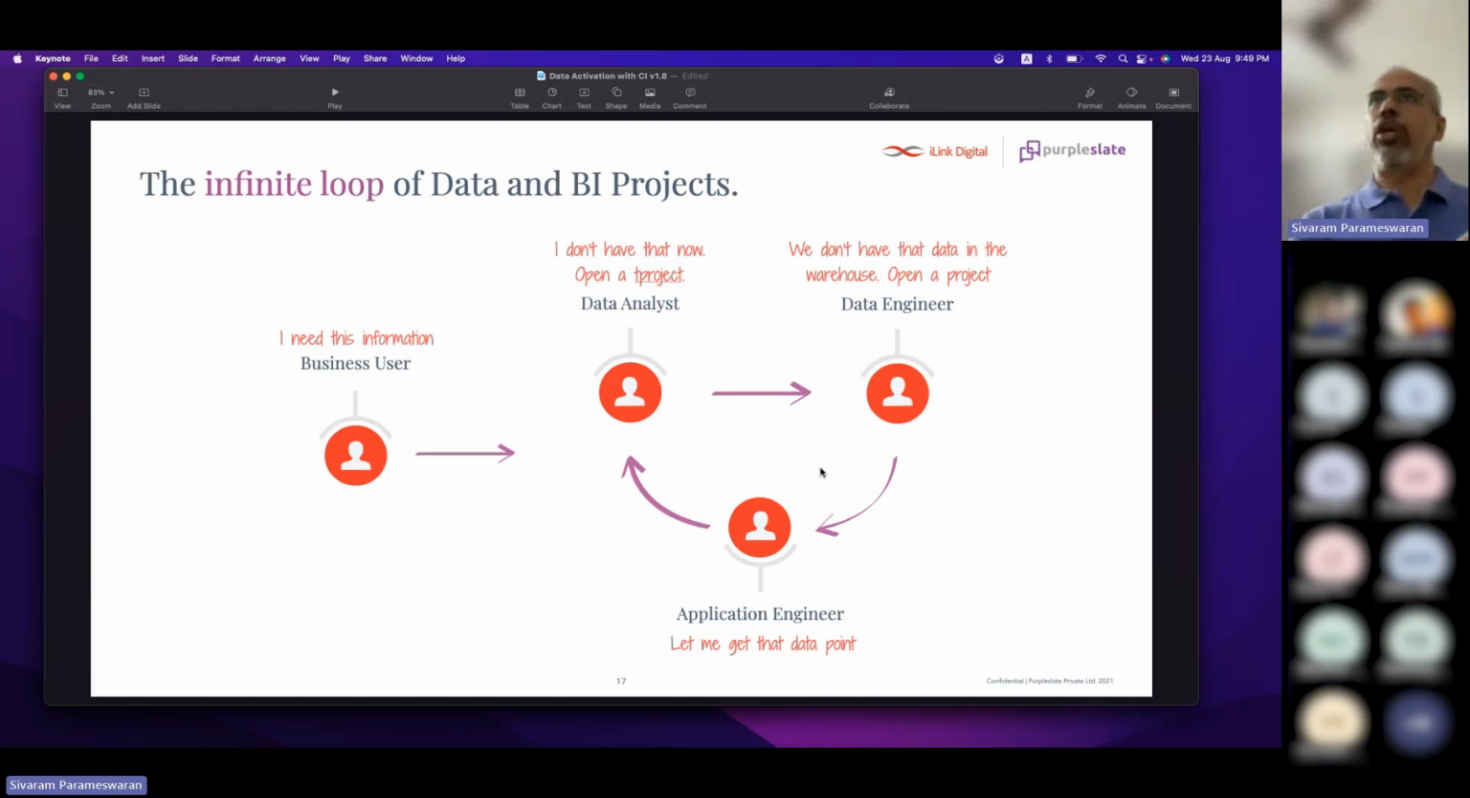I don't have anything beyond this. Okay, can we increase the time frame, right? Or I don't have this data attribute. Okay, let's add the data attribute and then create another metric. I think this cycle goes on and on, and it's one of the primary reasons for data and BI projects taking a lot more time, right?